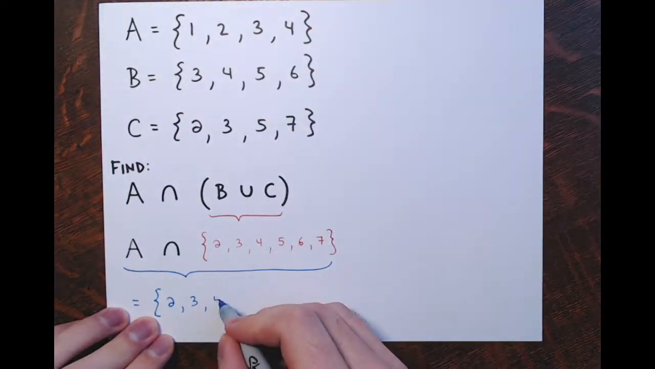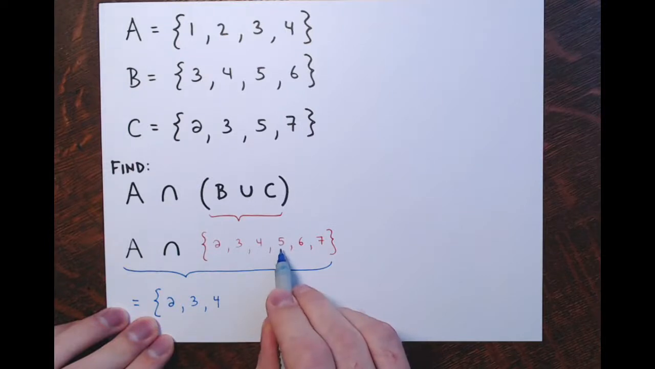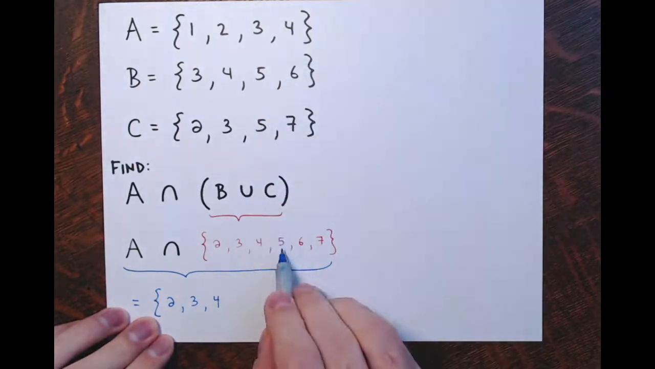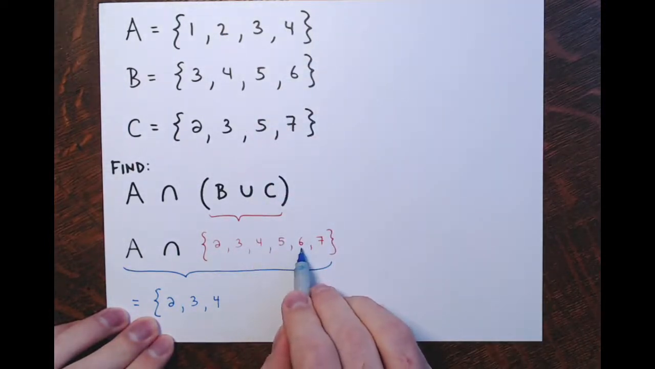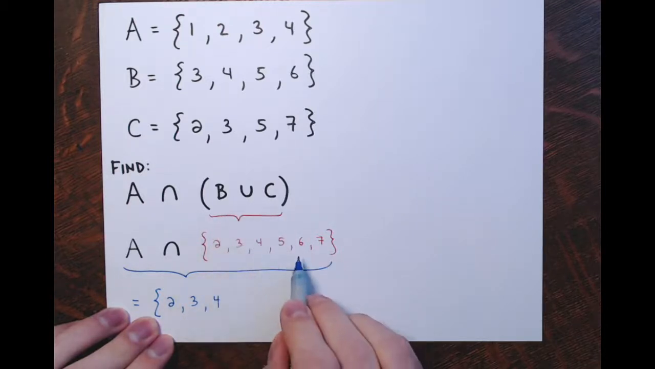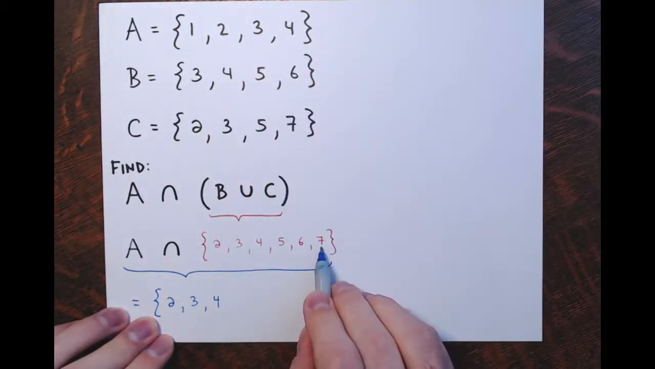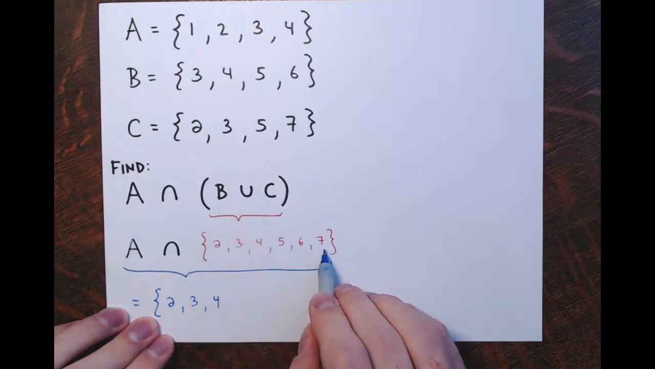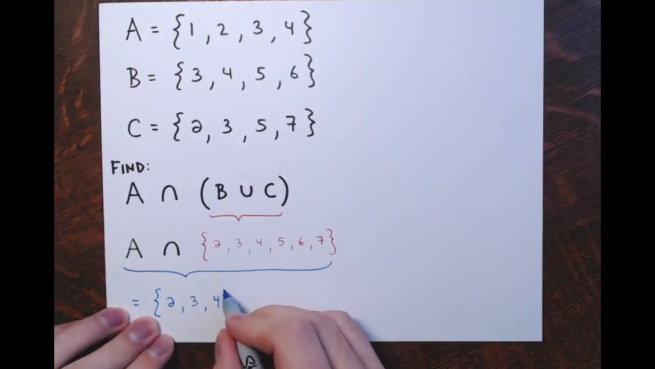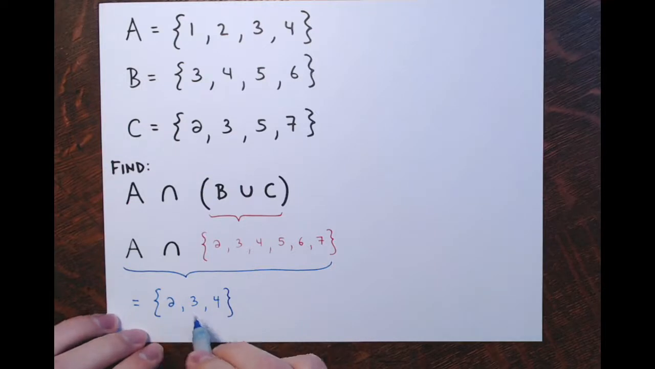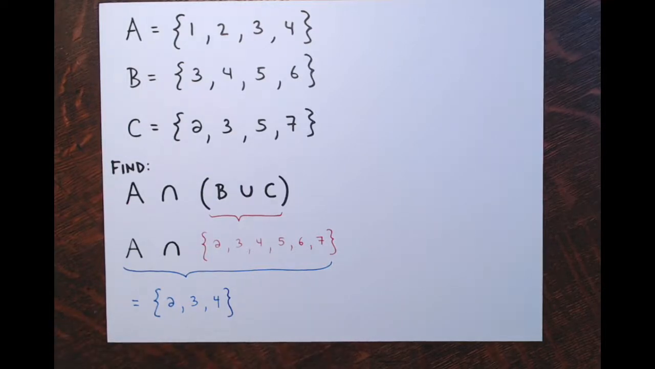And then is 5 in both of them? No. It's only in the B union C. 6 is only in the B union C. It's not in A. And 7 is only in B union C. It's not in A. So the only elements that are in both A and B union C are the elements 2, 3, and 4.